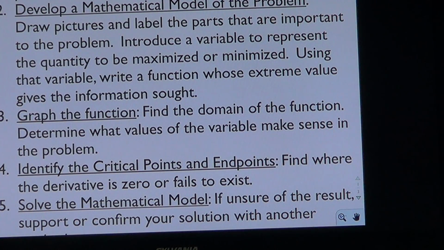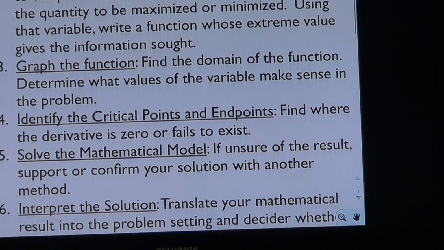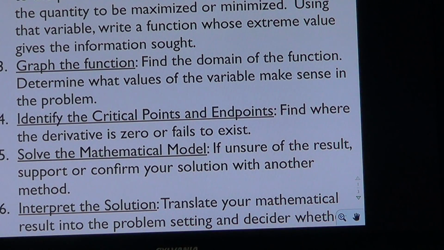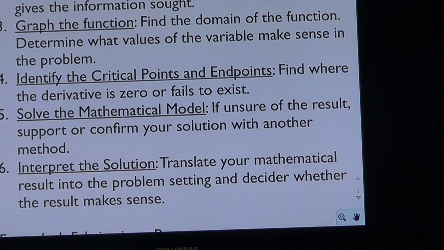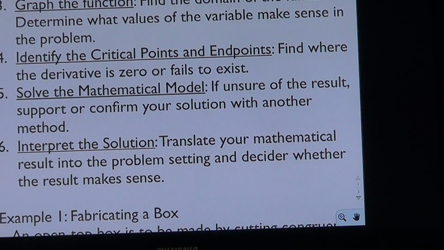possible values of x are, because with word problems a lot of times there are certain constraints that we would have for the function. And then identify the critical points, so where is the derivative 0, where does the derivative fail to exist, that will be the maximum or the minimum, and also figure out where the endpoints are. Solve it, and then you can check your answer to make sure that it makes sense.